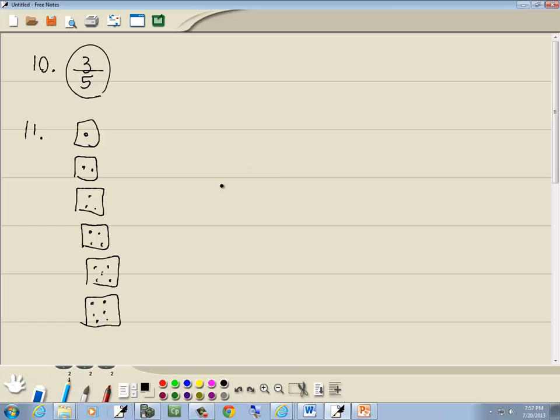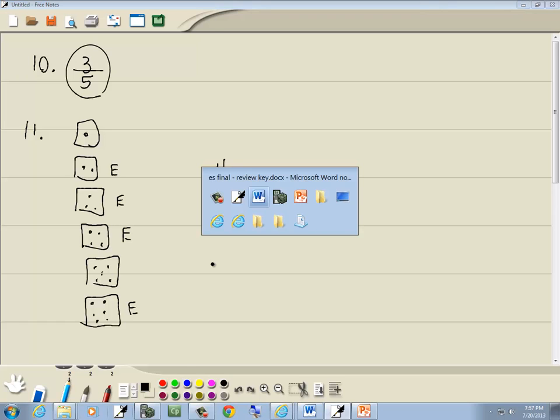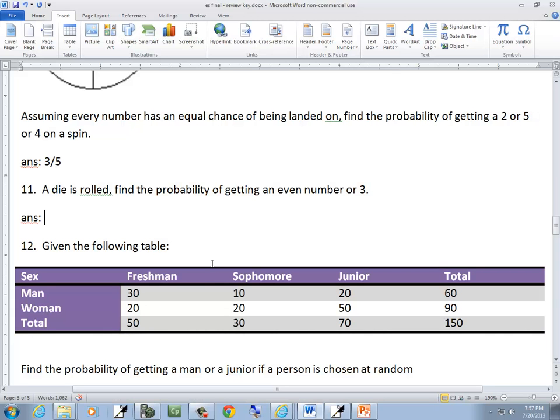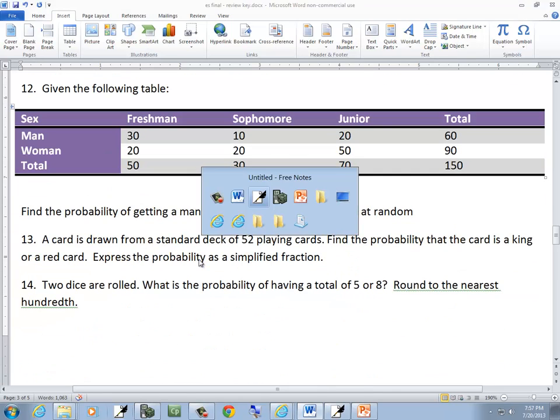Die is rolled. Find the probability of getting an even number or 3. Well, there are 6 possibilities. The even ones: this is an even one, this is an even one, and this is an even one. 2, 4, 6. Now 3, that's right here, which means we're looking at getting any of those 4. So we'd have 4 out of 6, or 2/3. Okay, number 12.